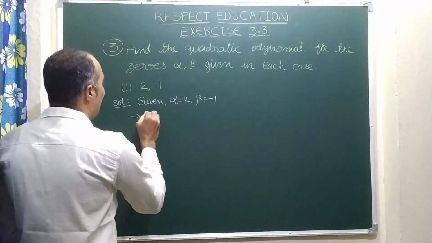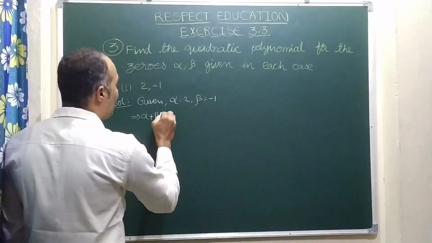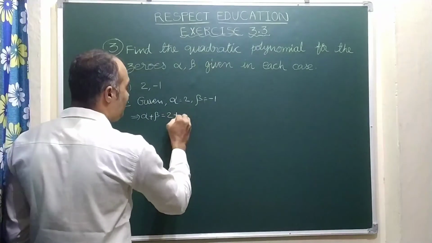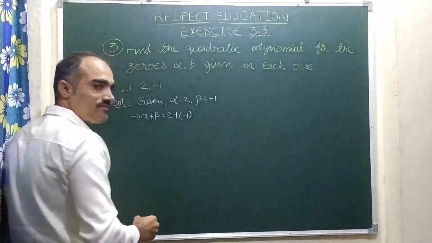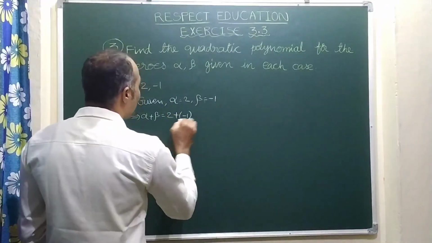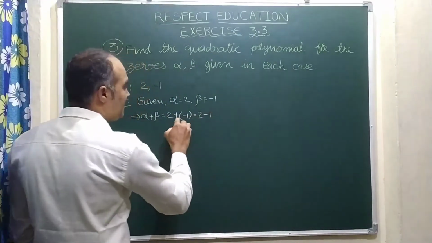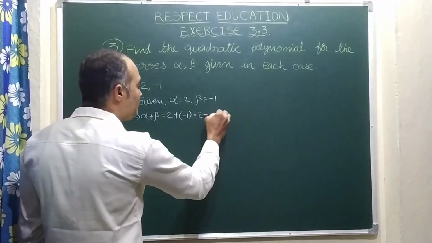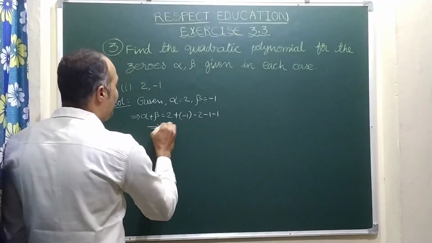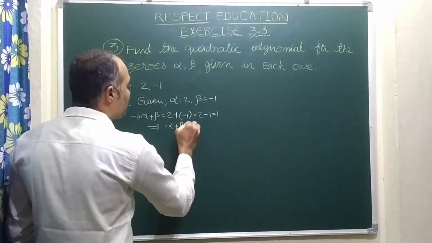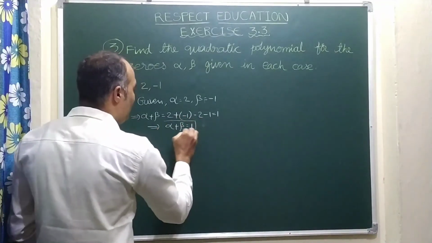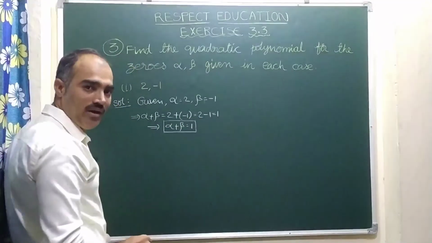Now we find alpha plus beta. Alpha plus beta means 2 plus beta is minus 1. This is nothing but 2 minus 1. Plus into minus is minus, 2 minus 1 is 1. So here we get finally alpha plus beta is 1. So the sum of the zeros we get here as 1.